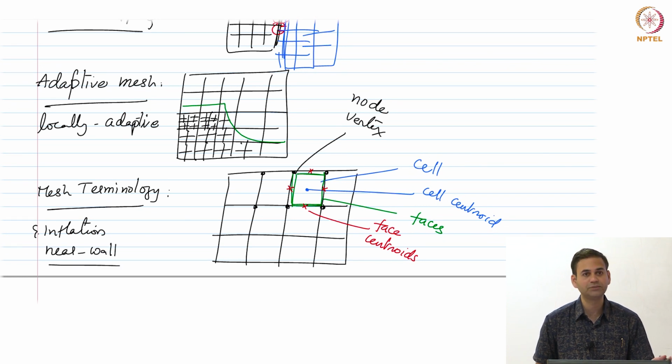Inflation is essentially the same as wanting different cell sizes as you go around a particular location. Near wall is essentially as you move closer to a boundary, you would like to have the cells smaller and smaller to capture the boundary layers that you have. Okay. Now, adaptive meshing is a more general term where it need not be closer to any of the outer walls, it could be anywhere else in the domain.